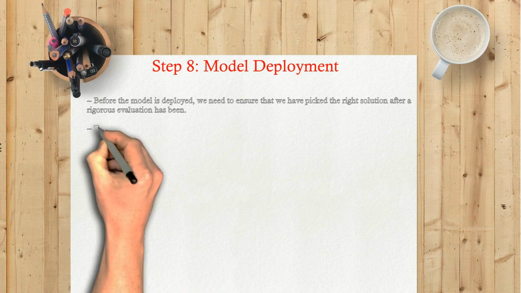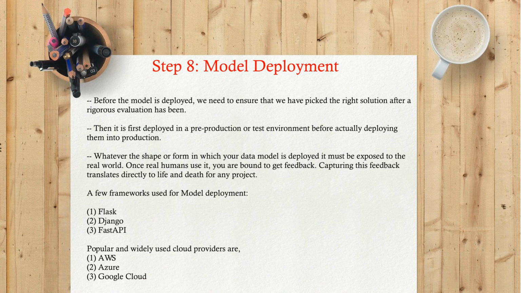Step 8. Model deployment. Before the model is deployed, we need to ensure that we have picked the right solution after a rigorous evaluation. Then it is first deployed in a pre-production or test environment before actually deploying them into production. Whatever the shape or form in which your data model is deployed, it must be exposed to the real world. Once real humans use it, you are bound to get feedback. Capturing this feedback translates directly to life and death for any project.